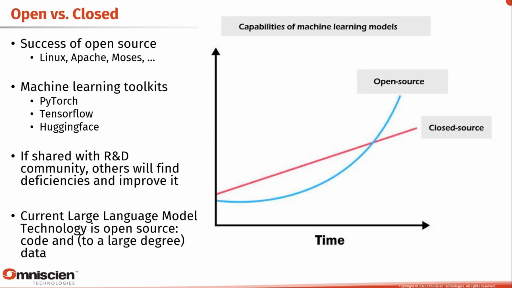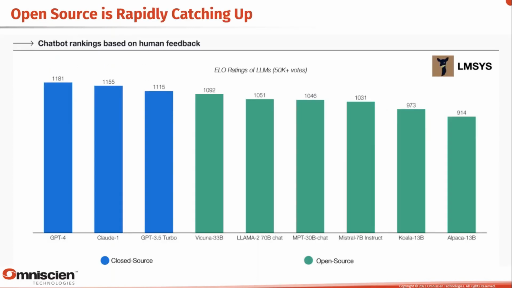And the current large language model technology is pretty much open source. The code that is used to train these models is open source, and to a large degree, even the data that is trained on. So here you see a diagram comparing how well the state-of-the-art GPT-4 compares to other models that are closed source, but also all these open source models that you can have readily access to. This is a human judgment on various performance tasks.